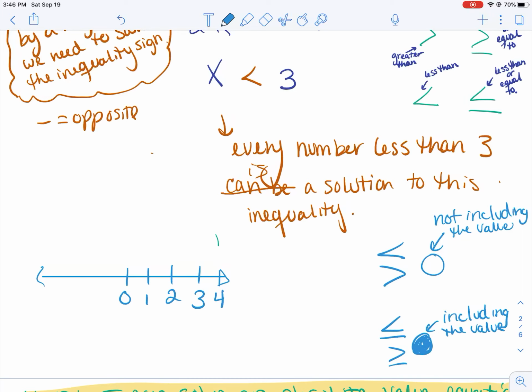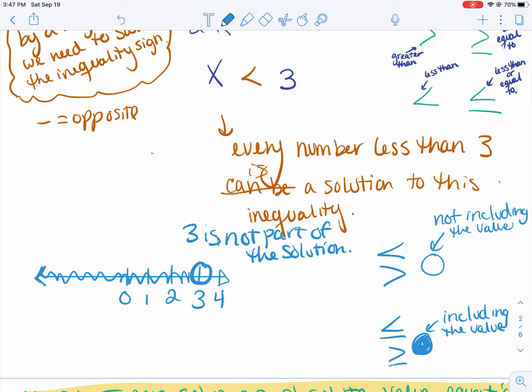Okay, so when we write this, we're representing all the possible answers we could have. So x is less than 3. Then I'm going to go to 3 and I'm going to put a circle around it, but I'm not going to fill it in because 3 is not part of the solution. Only numbers that are less than 3 are part of the solution. So I'm going to shade all of the numbers less than 3, which would be everything to the left of that.